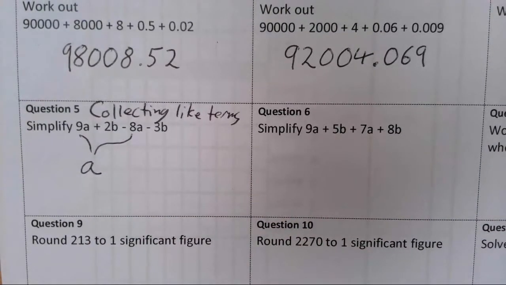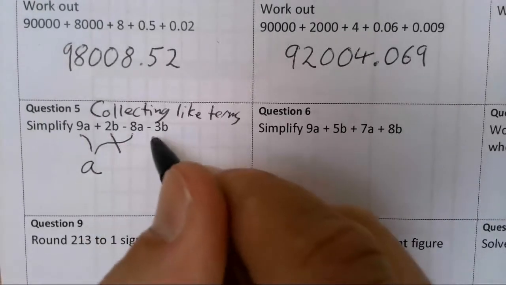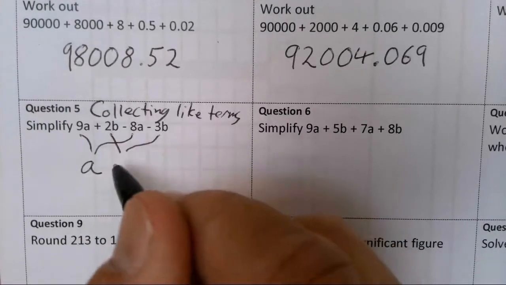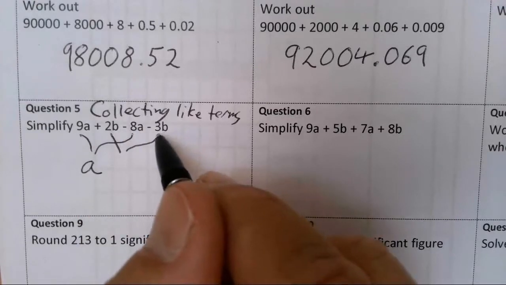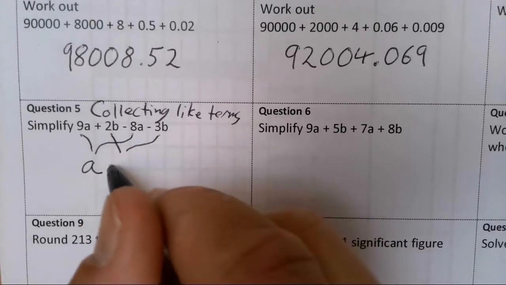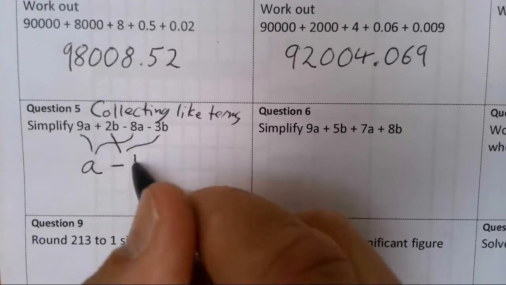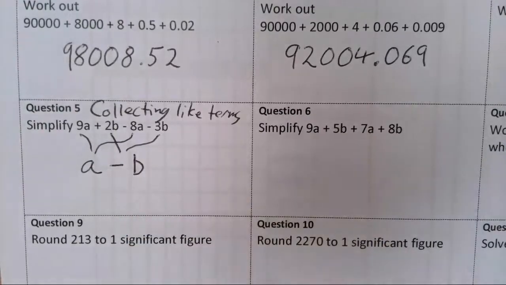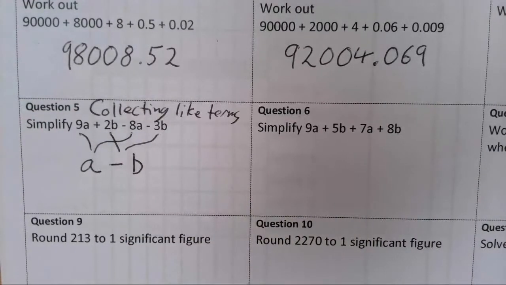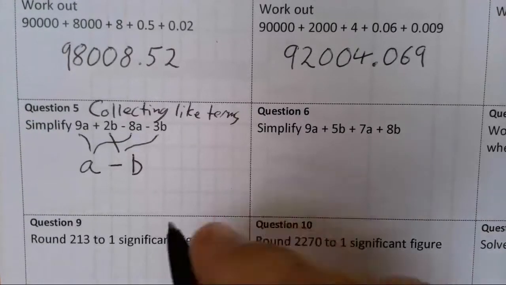If I've got 1A on its own, I can just write that as A. I've got plus 2 B's, and then take away 3 B's. So 2 take away 3 would give me minus 1, so it's like I've got minus 1B. But if you have one of the letter, you can just write it as that. So that's like 1A take away 1B, but I can write that as A take away B.